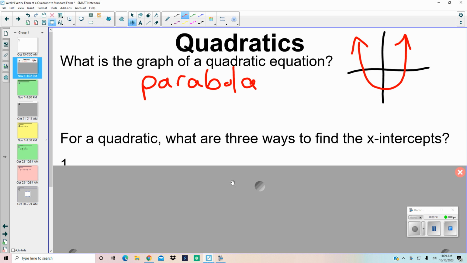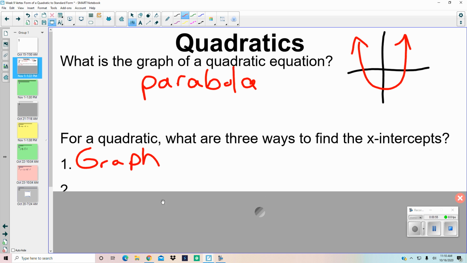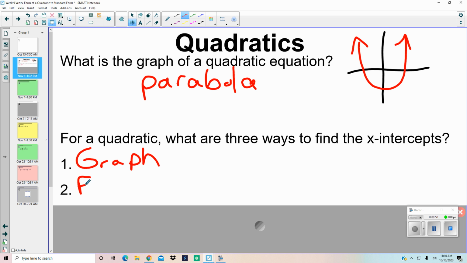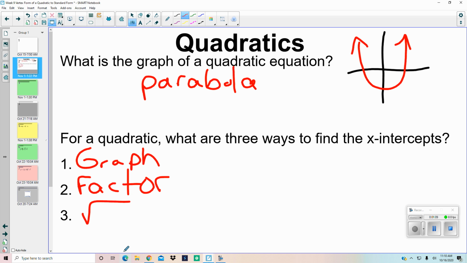For a quadratic, what are 3 ways to find the x-intercepts? When someone asks you to solve a quadratic, that's what you're finding: the x-intercepts. One way to find that would be to just graph it. You can use the zero function in your calculator and then find the x-intercepts that way. A second method would be to factor. A third method would be to square root. And then a fourth method would be the quadratic formula.